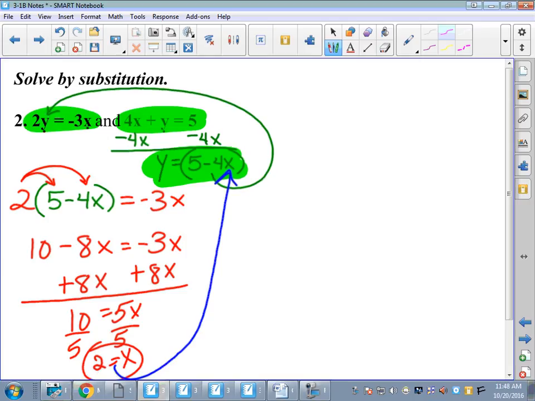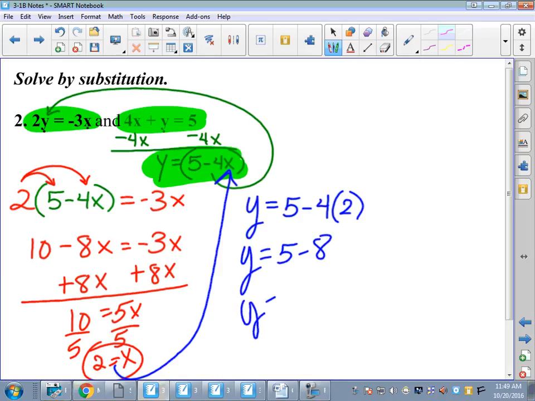So if I plug it in here, y is equal to 5 minus 4 times 2. And then y is equal to 5 minus 8. Y is equal to negative 3. So my solution here is the ordered pair 2, negative 3.